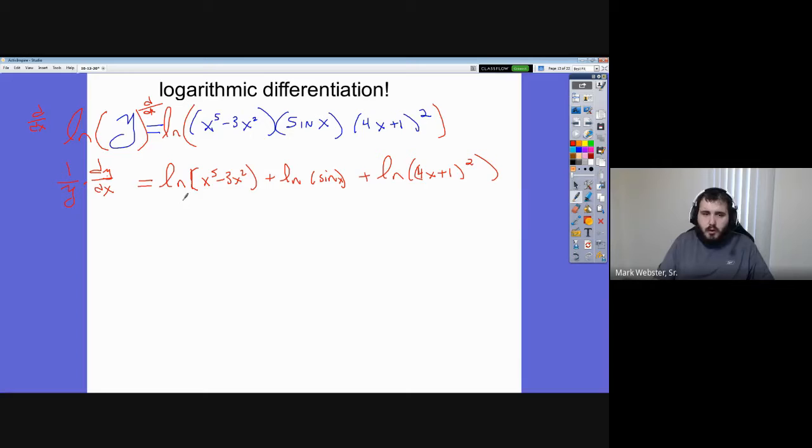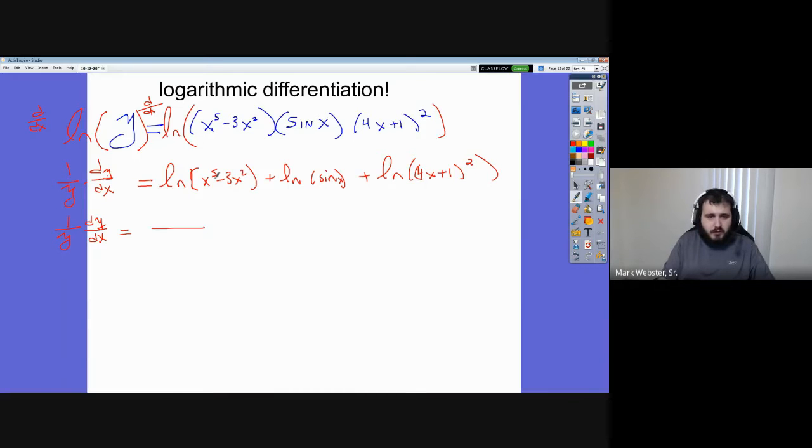And so already these first two are much easier. Even this third one. Remember, if you've got an exponent on your thing in here, you can take that exponent and bring it down to the front. So what I can do is take this whole thing, for the price of taking a little bit of extra time to do the natural log, and turn this into a much easier problem.